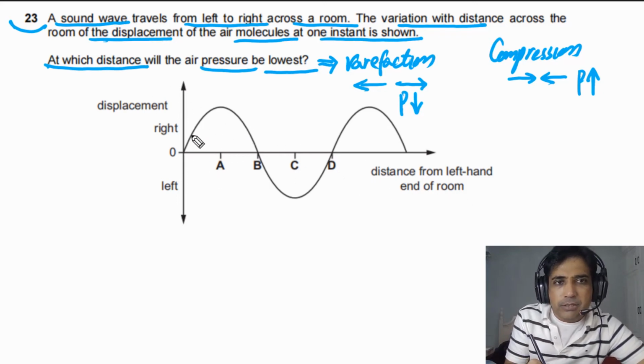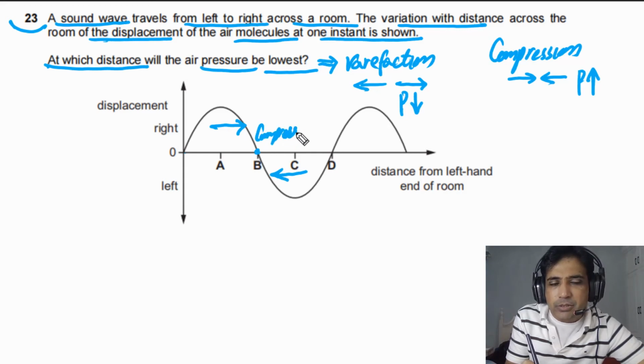So in this case, the displacement is positive from 0 to A, which means particles are moving to the right. And between B and D, displacement is negative, which means particles are moving to the left. So at point B, there is compression, meaning the P here will be the greatest.